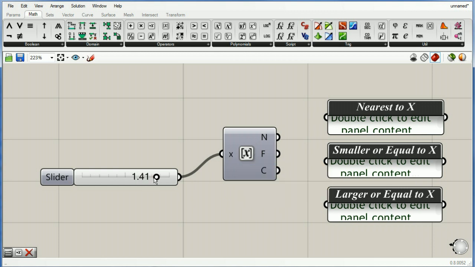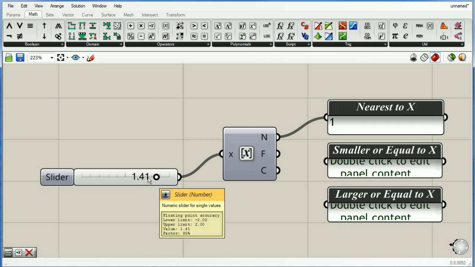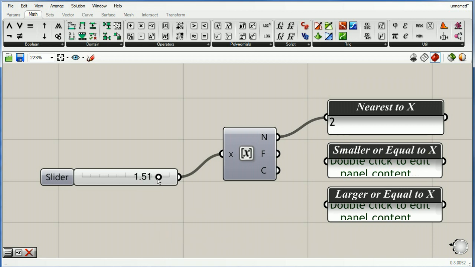As you can see, we are going to use 1.41. And let's check the result. It's going to calculate the nearest number to 1.41, and that will be 1. If we increase it to 1.53, guess what? It's closer to 2.